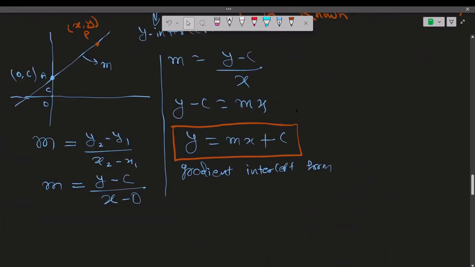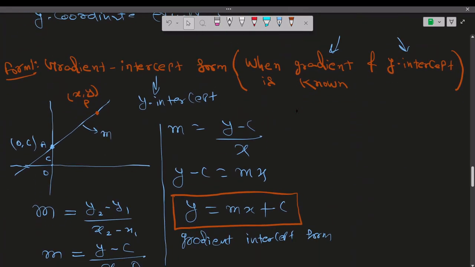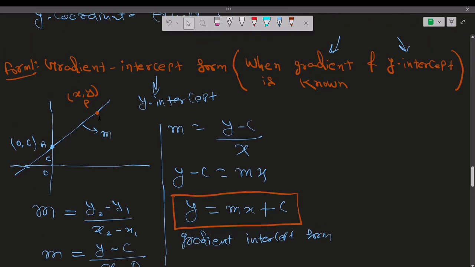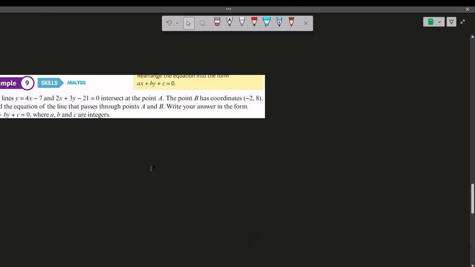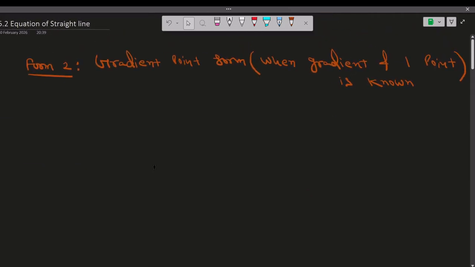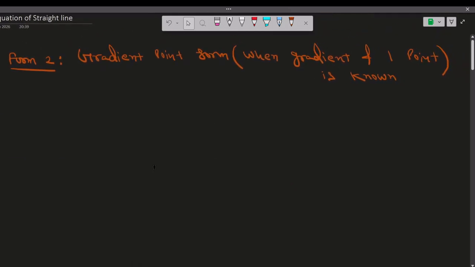Till now we have understood just one form, that is the gradient-intercept form of a line. We will use this form to find the equation of the line when we have the gradient and intercept. Let us see the second form. Form number 2 is all about the gradient-point form. We will use this form when we know the gradient and one point.